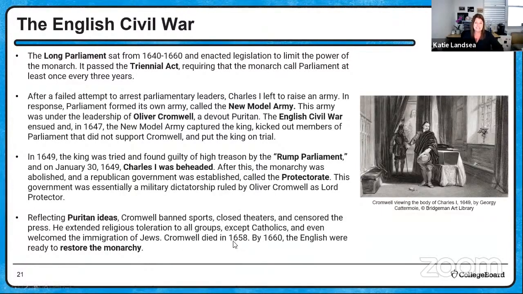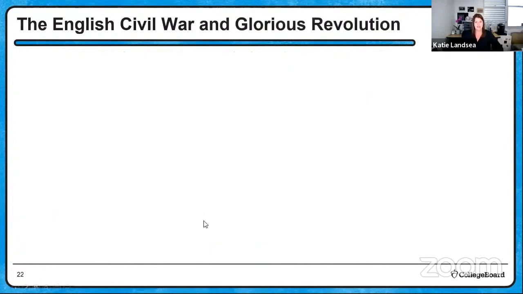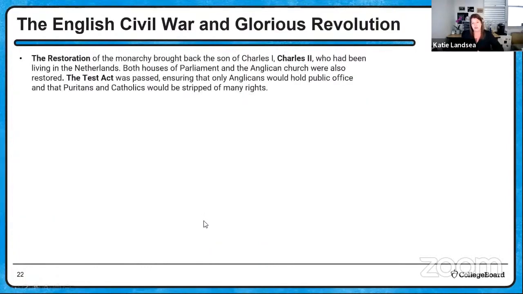Cromwell dies in 1658, and by 1660, this period of no monarchy that's called the interregnum is going to be over because the English are ready to bring back the monarchy. So the restoration of the monarchy is going to be the son of Charles I, Charles II, who had been living in the Netherlands. Both houses of Parliament and the Anglican Church were also restored in England.